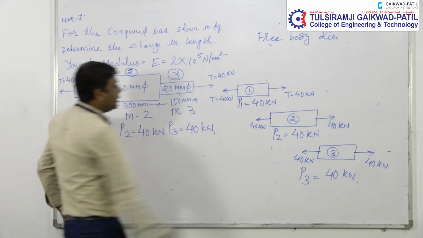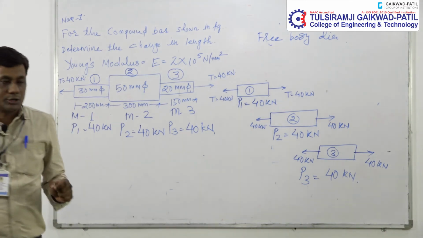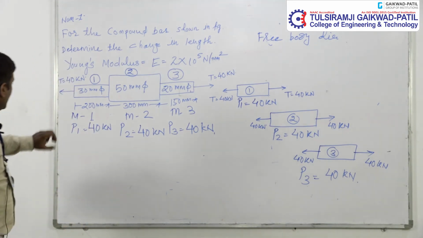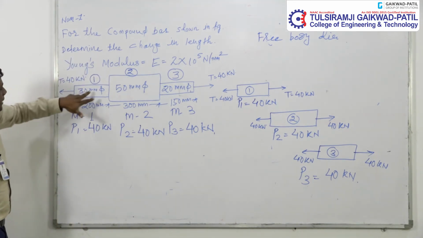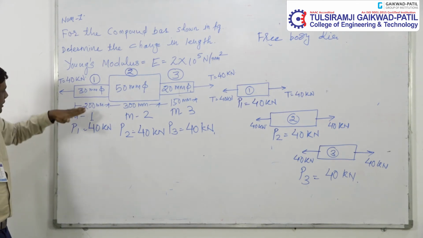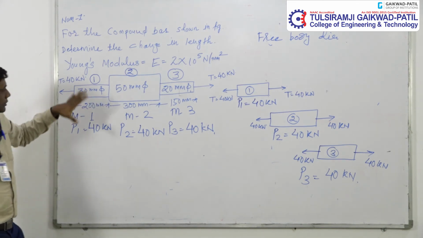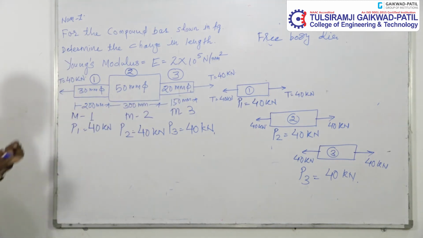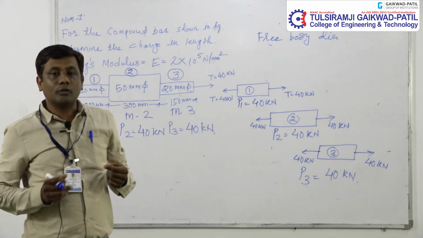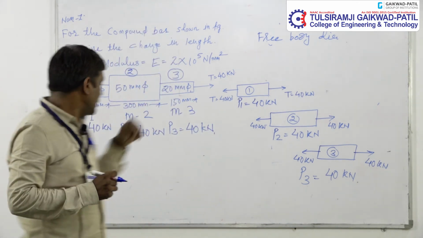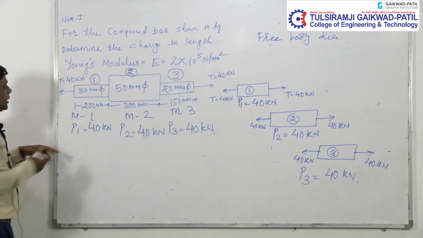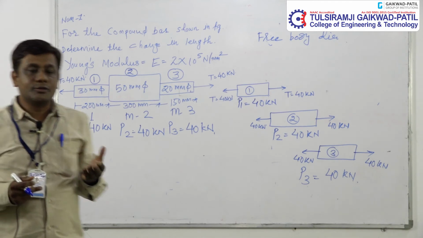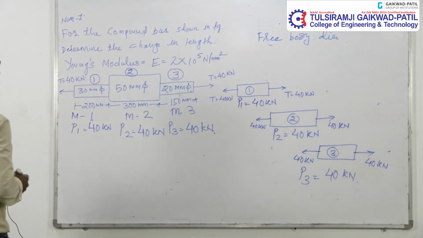But when you are doing the mathematical calculation, you should take all the values in consistent dimensions. Here in the figure, diameter is given in mm and length is given in mm, but tensile force is given in kilonewton. So we have to convert this tensile force into Newton. We know that when we multiply 40 by 10 raised to 3, or 1000, it will convert into Newton.